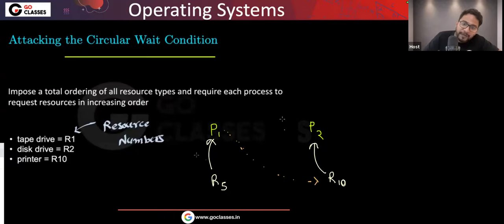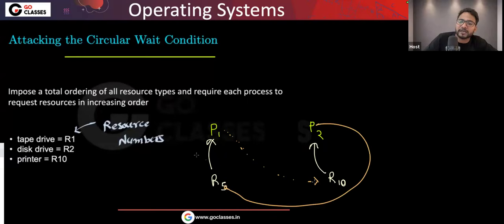Now tell me, can P2 request R5? See, if P2 is already having R10, can it request R5? No, it can only request R11, R12, something like this. It cannot request R5. Basically, you cannot make a cycle.